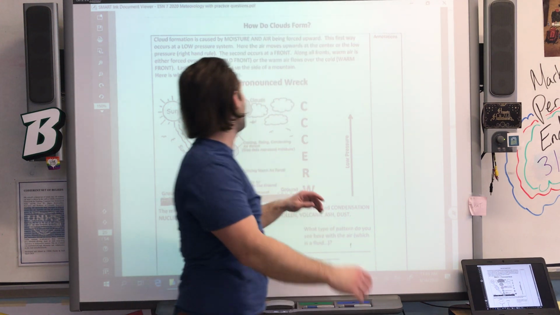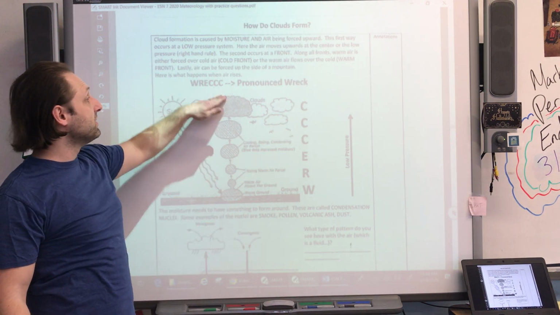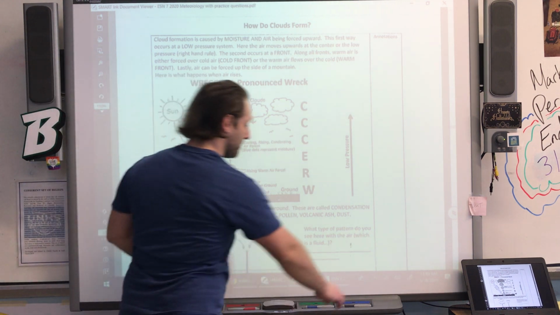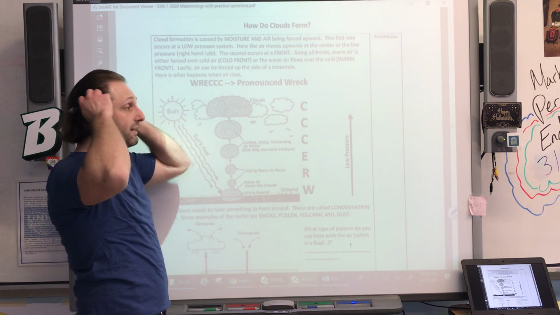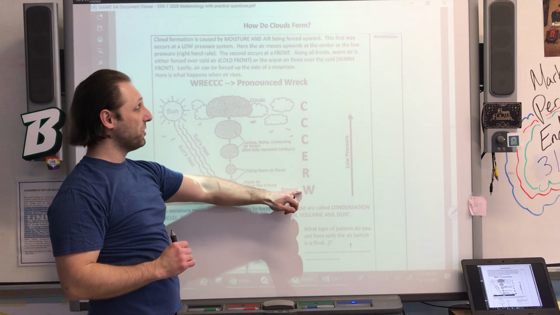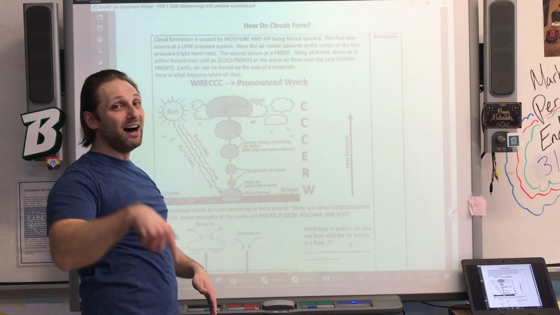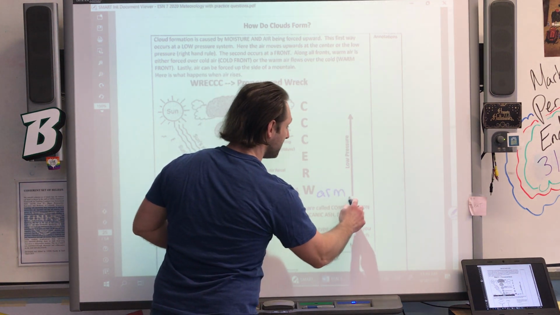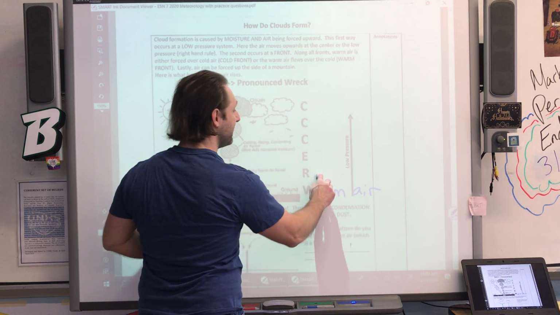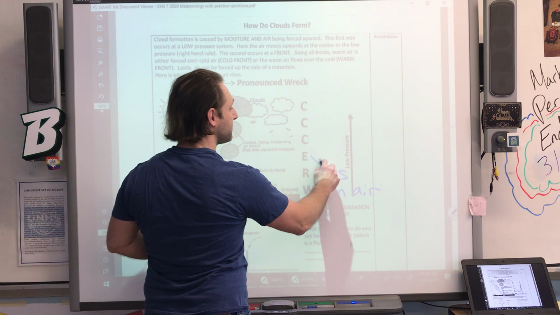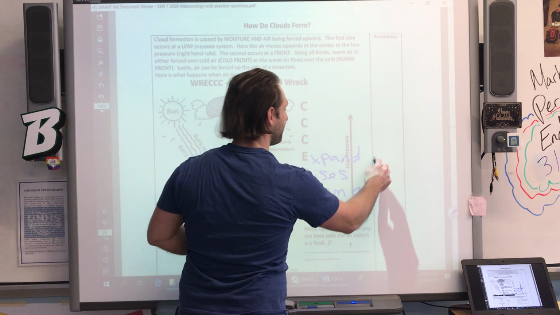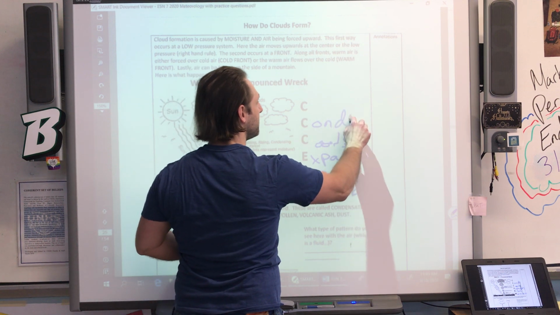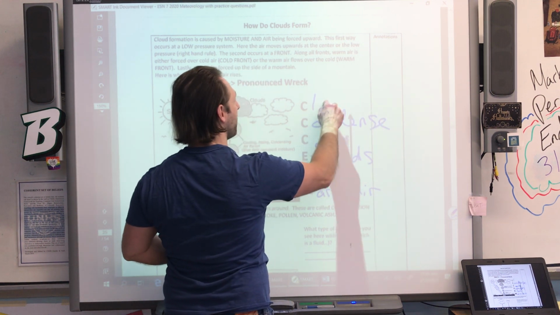All right? So we've got an acronym here to help us understand the formation of clouds. It's pronounced WREC, but you can't write that on Regents. So warm air rises, expands, cools, condenses, then you have clouds.